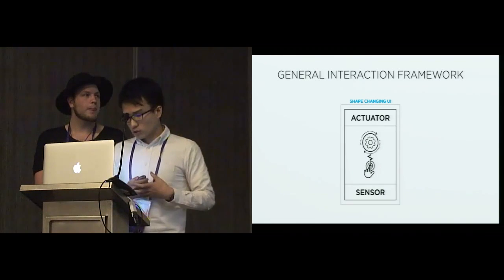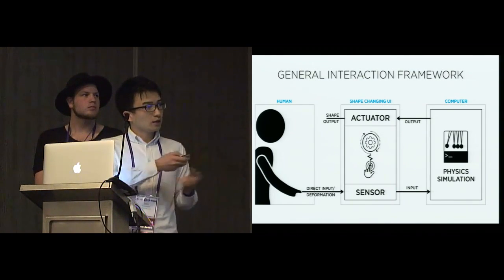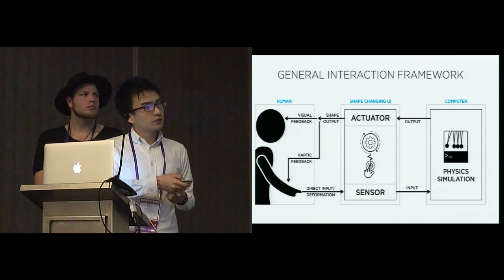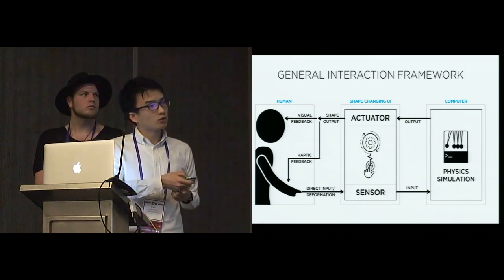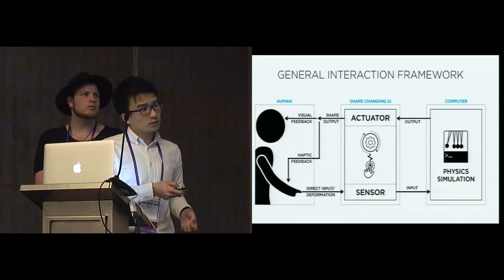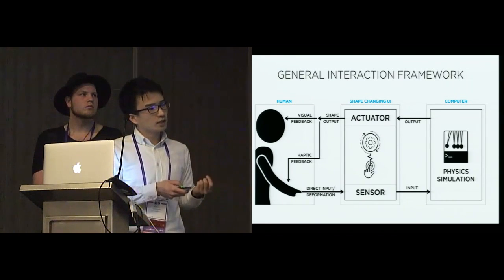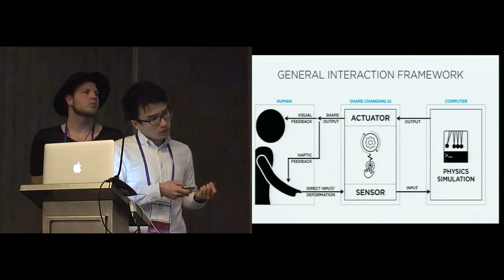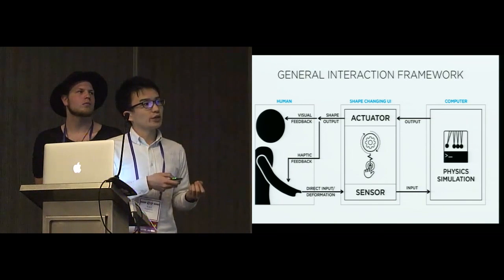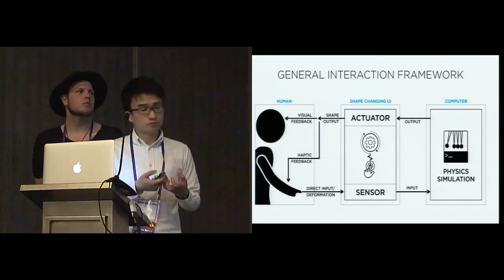So this image shows the general interaction framework, which is the core of our contribution in this paper. The framework is composed of the shape-changing user interface hardware and the physics emulation algorithm running on the computer. The shape-changing interface requires a sensor to detect the touch input and an actuator to create a shape. As it gets touch input data, the physics emulation renders the behavior of a certain materiality, and this data is output to the shape-changing interface to create the shape.